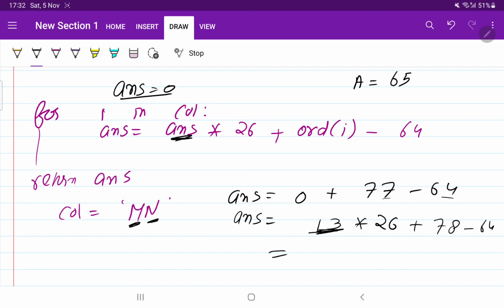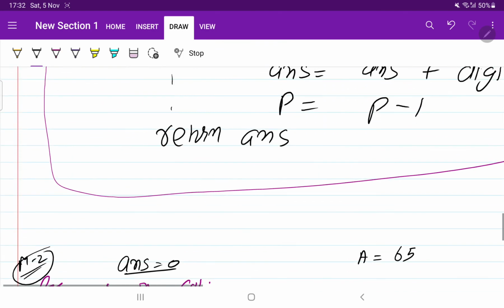Perfect. Now you have to do the calculation. I think you can do it on your own. So what you have to do is multiply 13 with 26. You are going to get the value 338, and then you have to solve this, and I think here you are going to get the value 14, and then you can add and find your solution. So these are the two ways that are working fine.